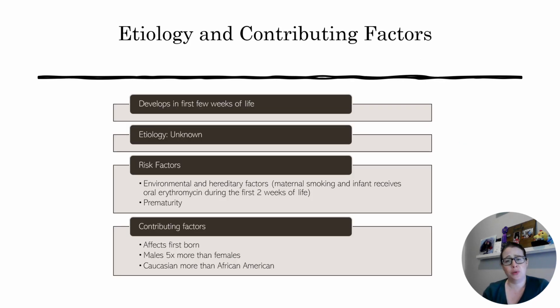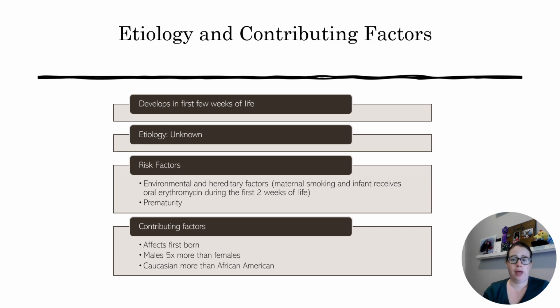This will usually start around a few weeks of age. Parents will say that the child is always hungry, has poor weight gain. There might be a palpable olive-shaped mass in their abdomen. We don't really know what causes pyloric stenosis. Some risk factors include environmental and hereditary factors, as well as prematurity.